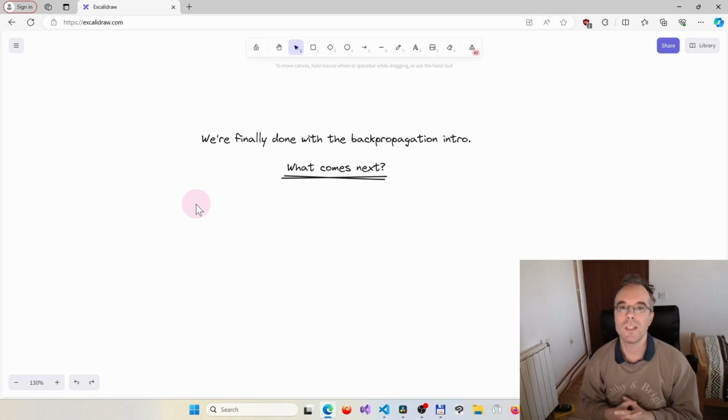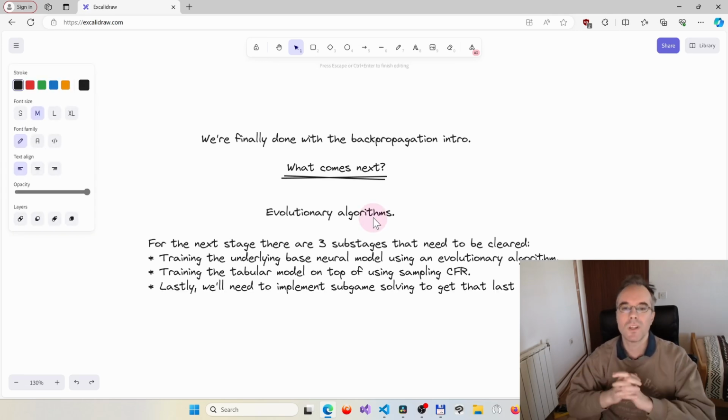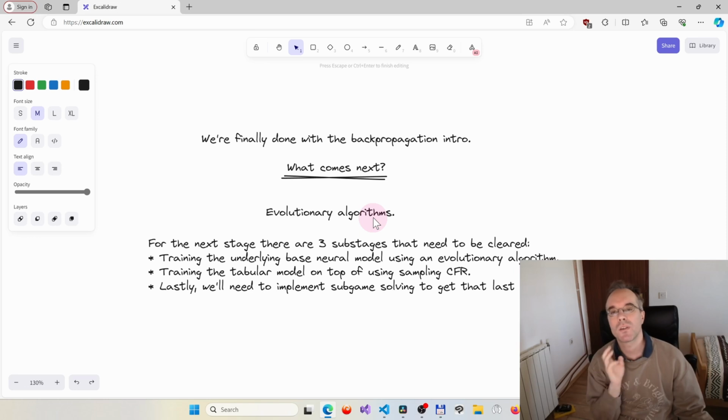We're finally done with the backpropagation introduction in Spiral. So what comes next? In a word, evolutionary algorithms. For the next stage, there are three substages that need to be cleared. First, we need to train the underlying neural model, which is the base, using a particular evolutionary algorithm. What algorithm we'll use for that will be up for discussion.